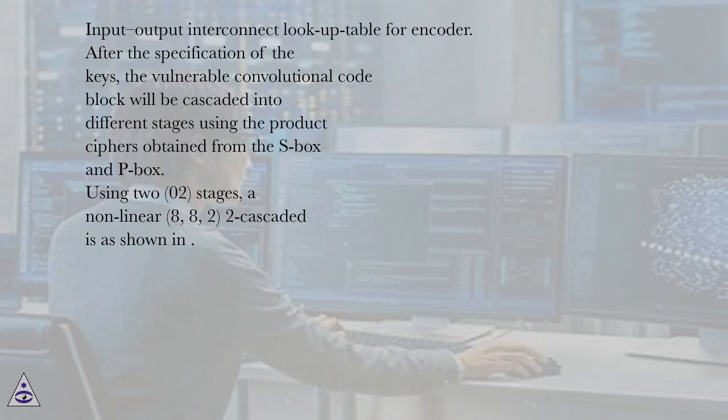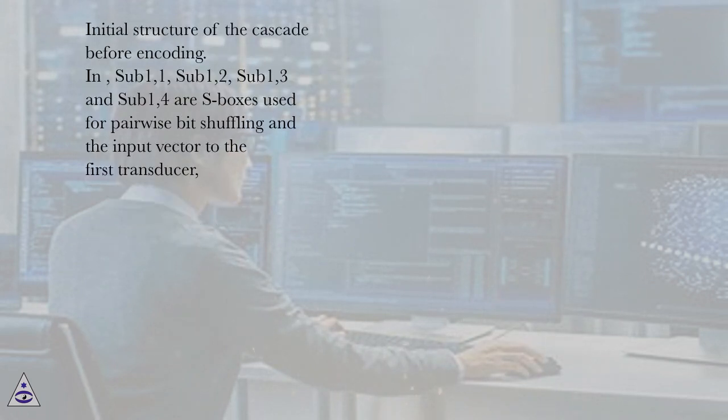After the specification of the keys, the vulnerable convolutional code block will be cascaded into different stages using the product ciphers obtained from the S-box and P-box. Using 2 stages, a nonlinear, 2-stage cascade is as shown in the initial structure of the cascade before encoding.